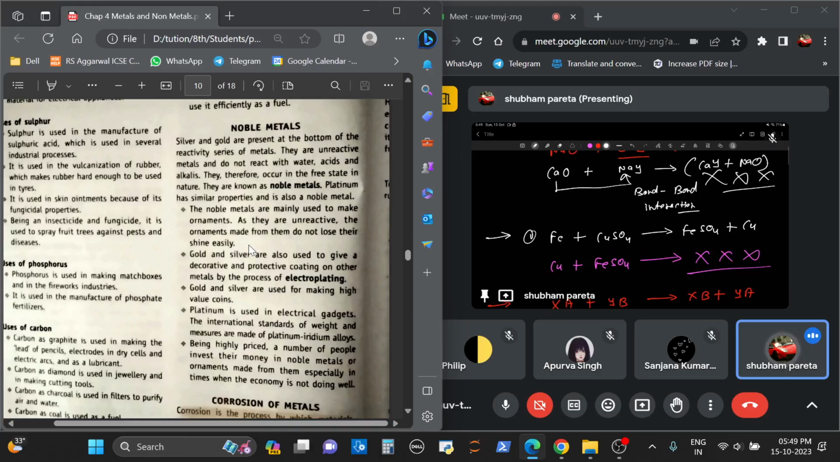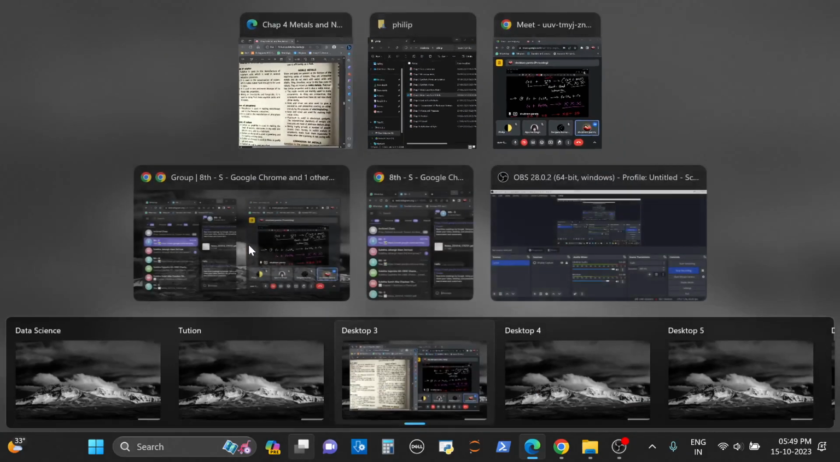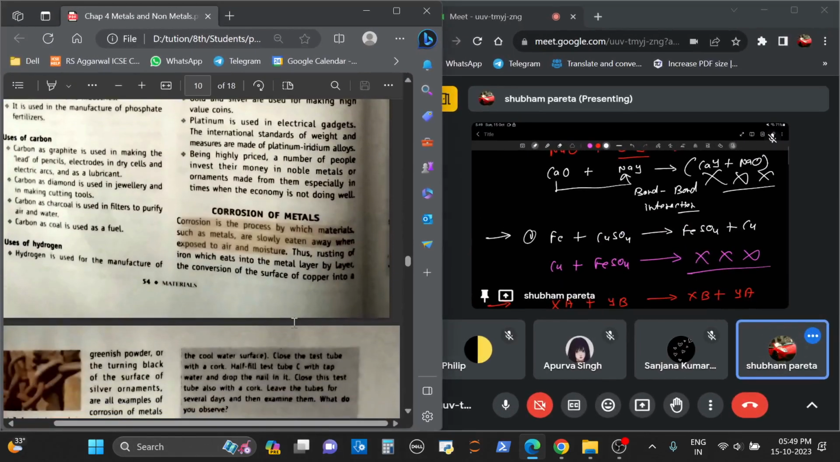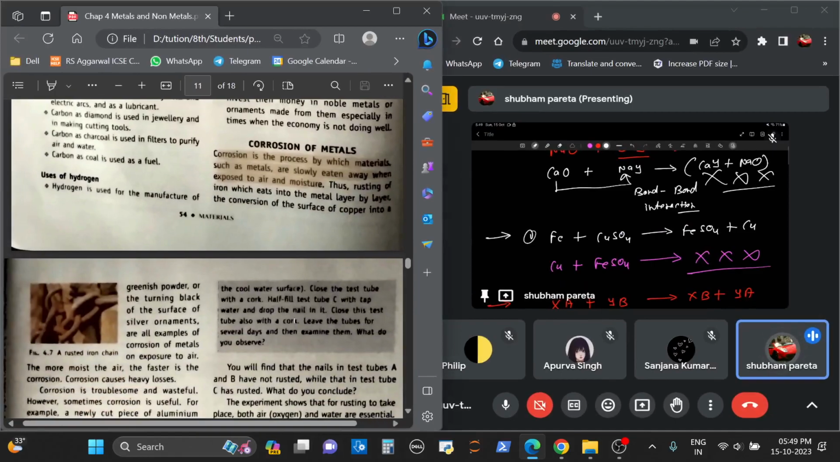But on the other hand, the reason is the reactivity and the reactivity series also. Okay, so you have to write the reason that although they are metals, they are very least reactive in nature. That's why we are wearing them. Okay, now coming toward corrosion.